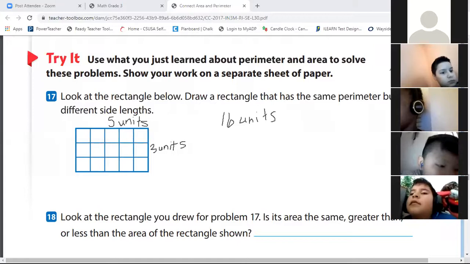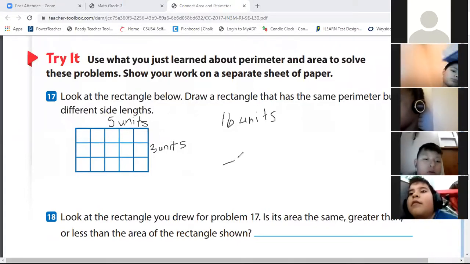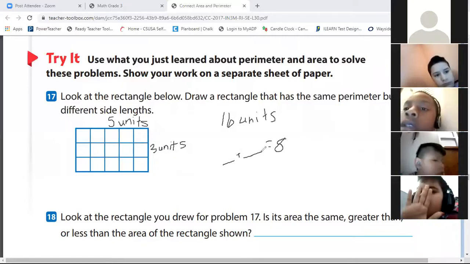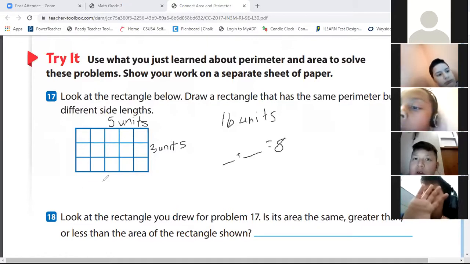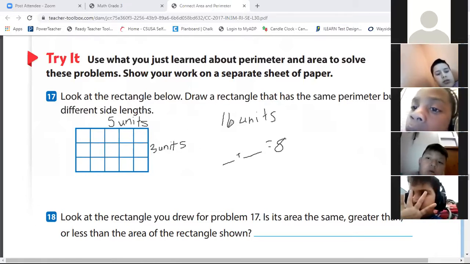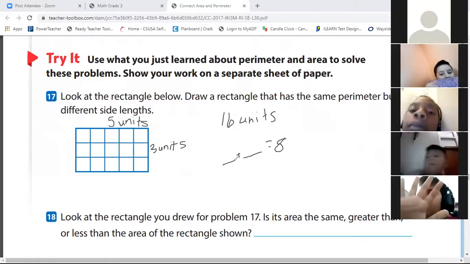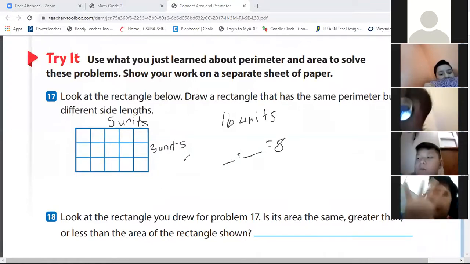Now, Patience did say 8 because she added 5 and 3. So you can find what other numbers you can add together. What 2 numbers can you add together to give you 8? Because then that will give you a rectangle. If you make it your length and width, that will give you a rectangle with a perimeter of 16 units. So there are, I think, like 4 different rectangles that you can make that would give you a perimeter of 16 units.